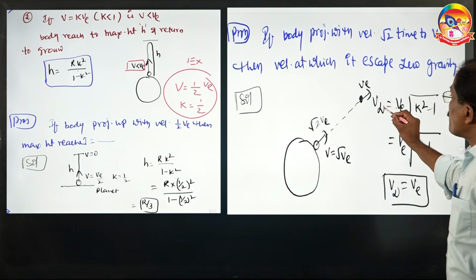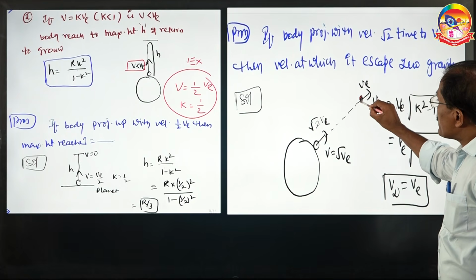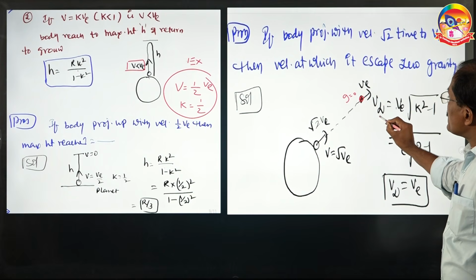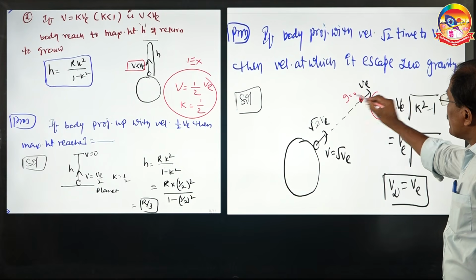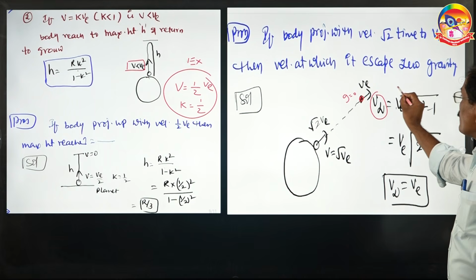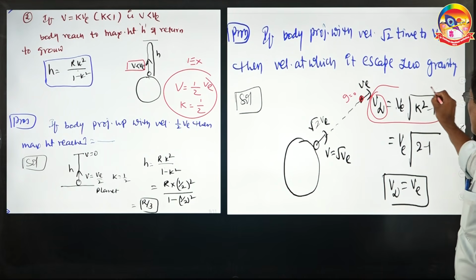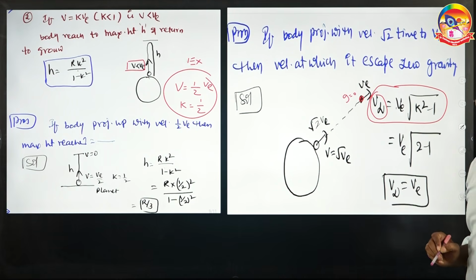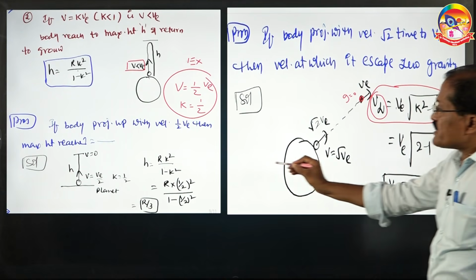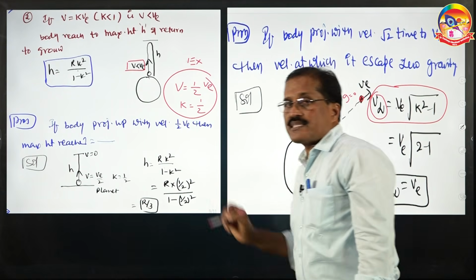Then please look carefully: it leaves the zero gravity region with a certain velocity. The velocity at infinity is equal to the escape velocity times under root k square minus 1, ve under root k square minus 1. This one is equal to r into k square by 1 minus k square.